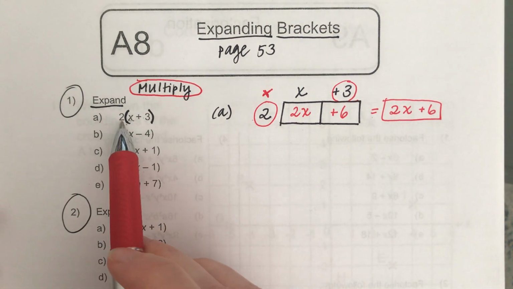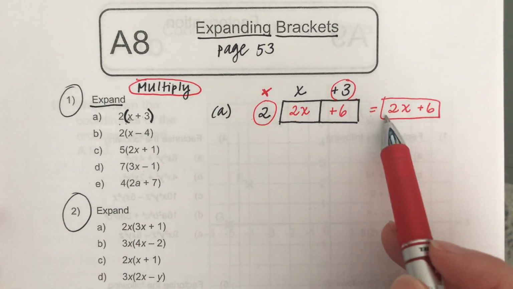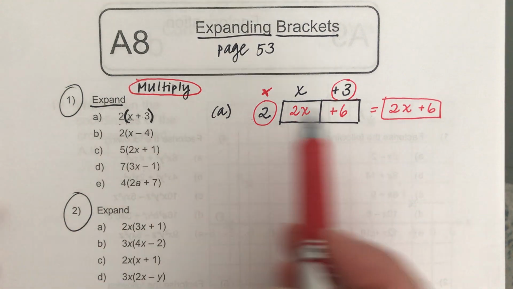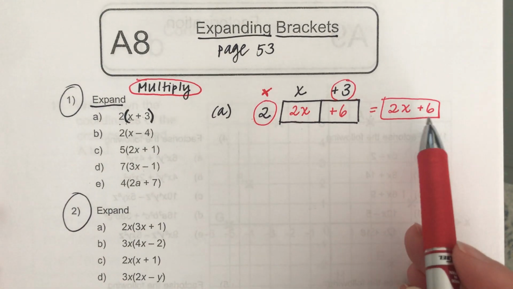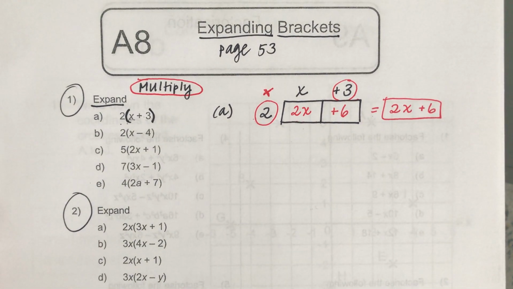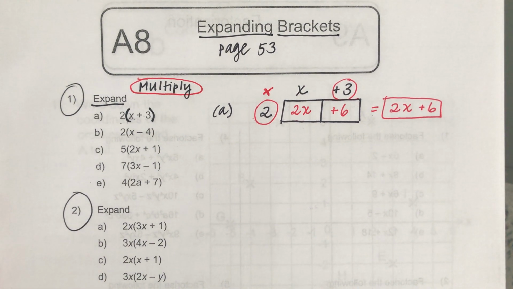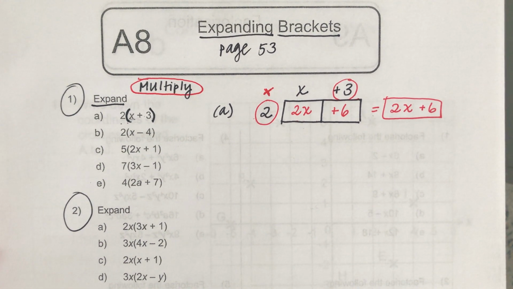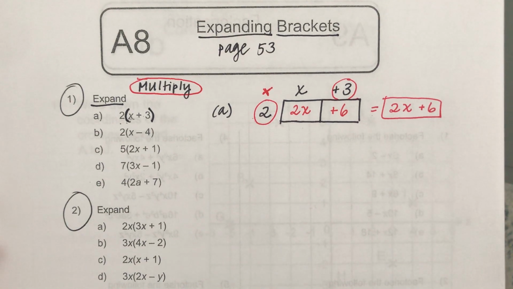So essentially what we've done is taken this expression, we've rewritten it. Notice now we don't have the brackets. We've rewritten it in a more simplified way without the brackets. Okay, so you'll follow that method for every single question below. Let's take a look at question D down below. Question D.